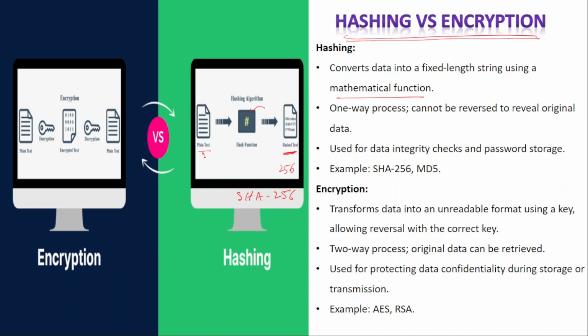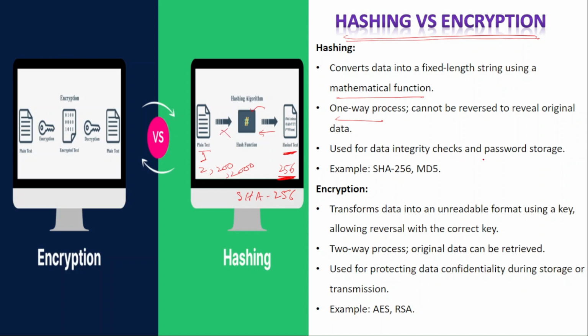While the input can be of any length, it can be variable, it can be 2 bits, it can be 200 bits, it can be 2000 bits. Doesn't make any difference. The output will always be of the same length. So it is a one-way process, cannot be reversed to reveal the original data. You cannot reverse this hash to the original text. So this is the hash value. You cannot input it again into the hash function to get this plain text.